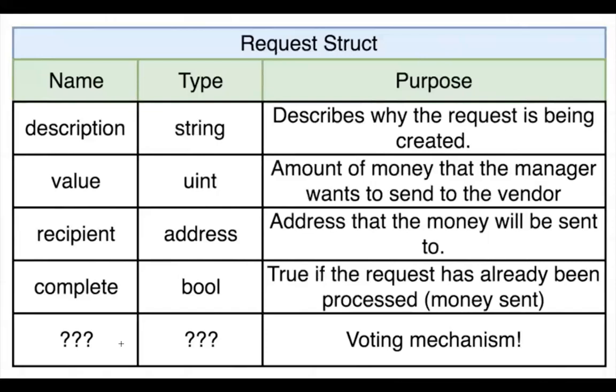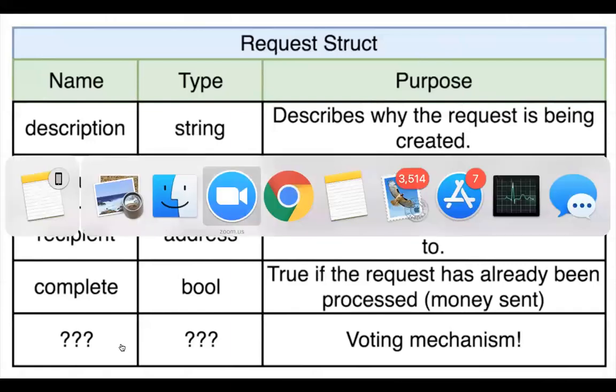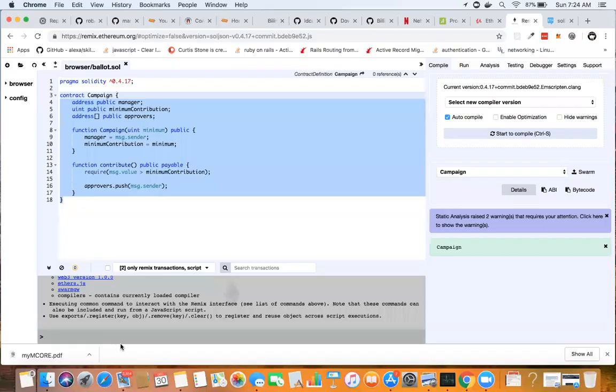Five. So I'm going to also need some type of voting mechanism. That's the entire point of this application. Manager makes a request and the contributors vote on whether to approve or disapprove of the request. So I'm going to come back to this topic later because it does require its own explanation. So I'm going to head back to Remix now. We're done with the explanation. And I'm going to define the struct at the top of the campaign like so.